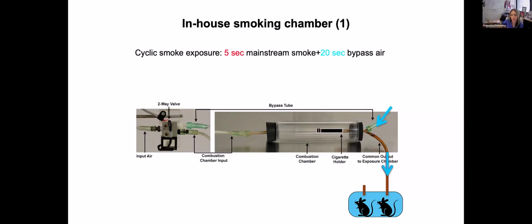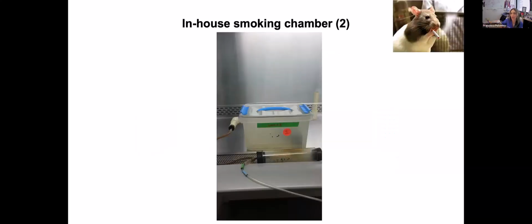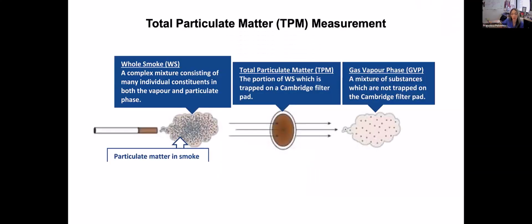The cigarette gets placed in that tube, and the mice get smoked. And this is a kind of a TIG. And this is our machine that we have in the lab. So you can make your own. It's cheaper. The only thing that you have to make sure is that you measure the total particulate matter.